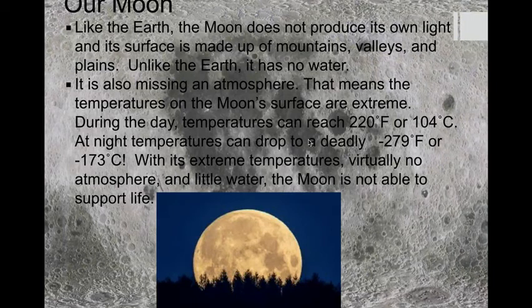So, like the Earth, the moon does not produce its own light, and its surface is made up of mountains, valleys, and plains. Unlike the Earth, it has no water. It is also missing an atmosphere. That means temperatures on the moon's surface are extreme. During the day, temperatures can reach 220 degrees Fahrenheit or 104 degrees Celsius. At night, temperatures can drop to a deadly negative 279 degrees Fahrenheit or negative 173 degrees Celsius. With its extreme temperatures, virtually no atmosphere, and little water, the moon is not able to support life. We have no little green moon men.